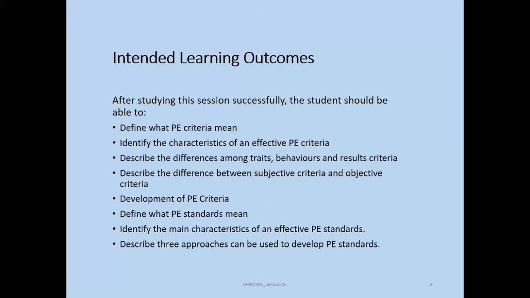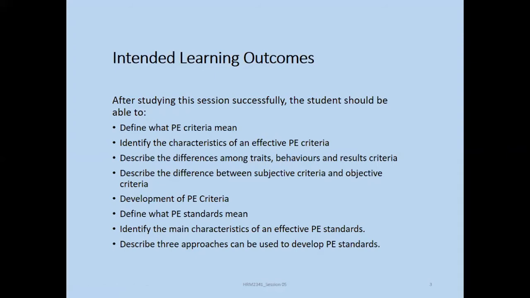These are the intended learning outcomes. After this session, I expect you should be able to define what performance evaluation criteria mean, then identify the characteristics of effective performance evaluation criteria. Then you should be able to describe the difference among traits, behaviors, and results criteria of performance. Then another two types of performance criteria we will discuss are subjective criteria and objective criteria. Then we discuss what you should do when you develop the performance evaluation criteria.